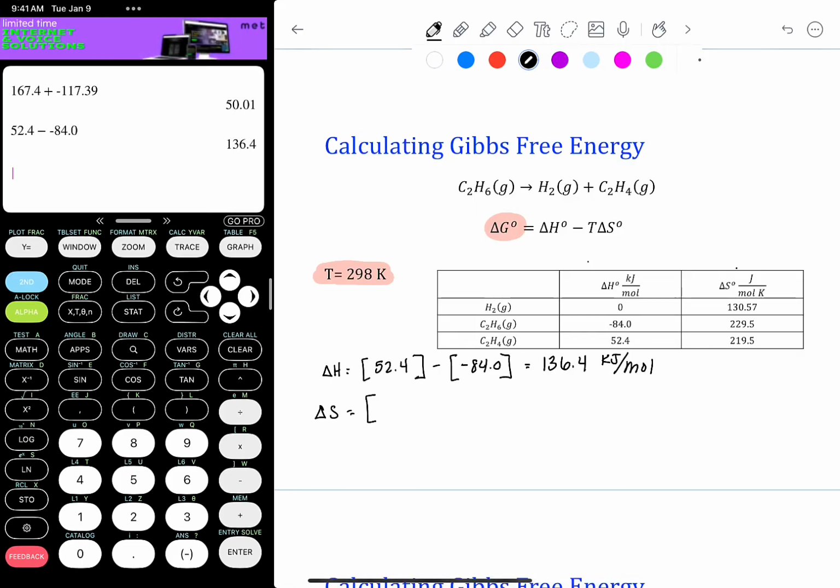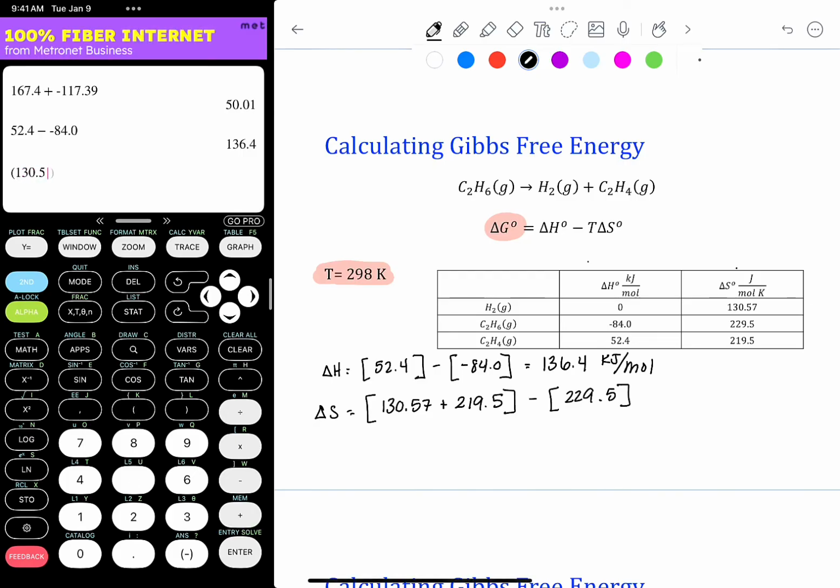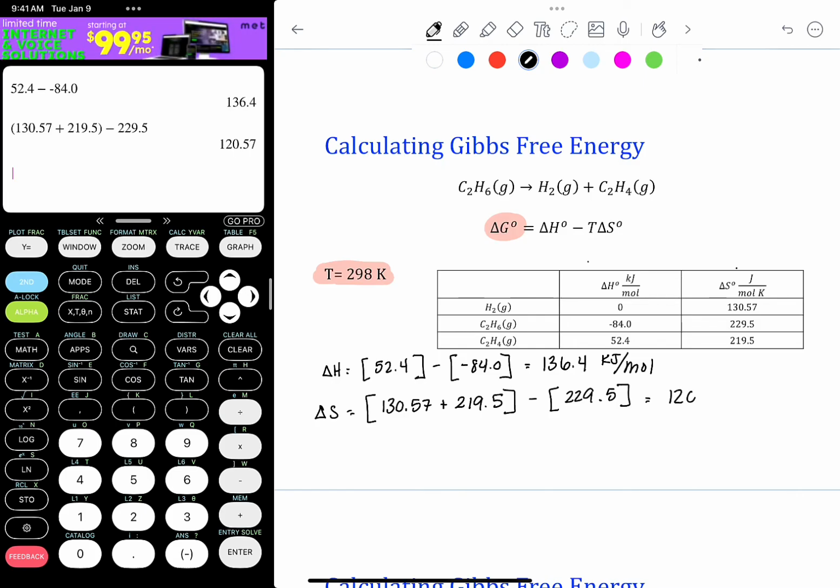for entropy, so it'll be 130.57 plus C2H4, 219.5, and we'll subtract off that of C2H6, which is 229.5. So we'll take parenthesis 130.57 plus 219.5 and subtract off 229.5. So we get a delta S of positive 120.57, but that is in joules per mole Kelvin.